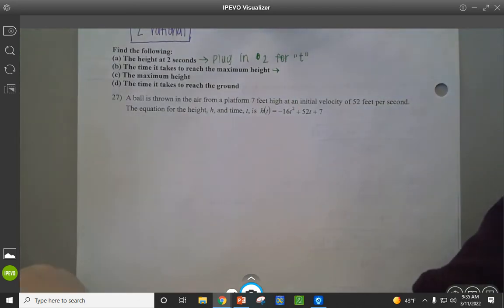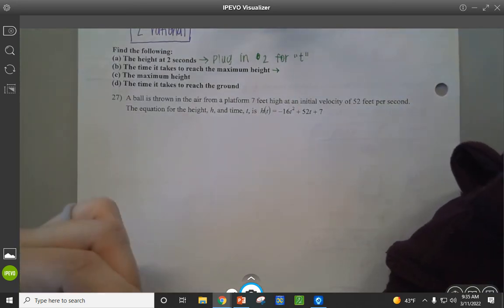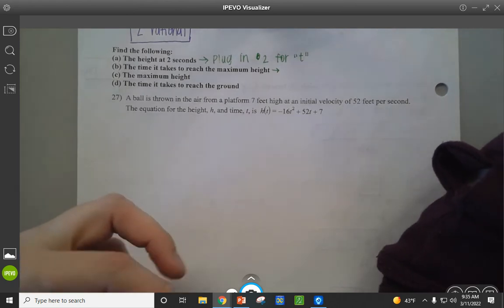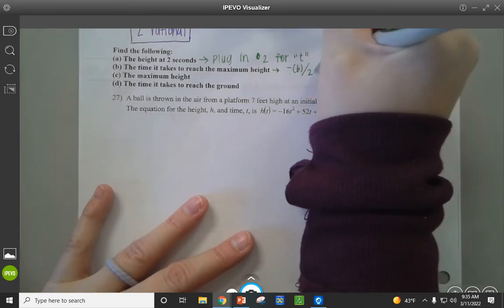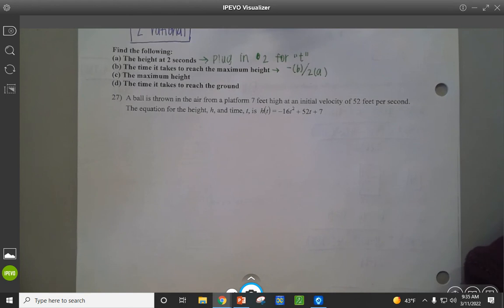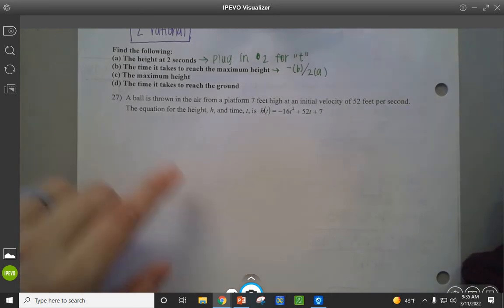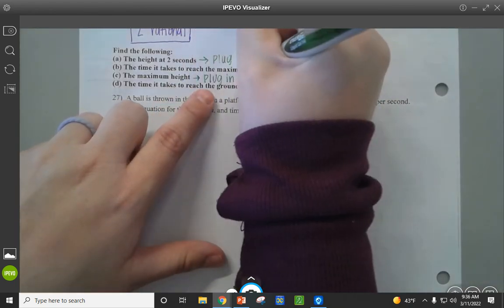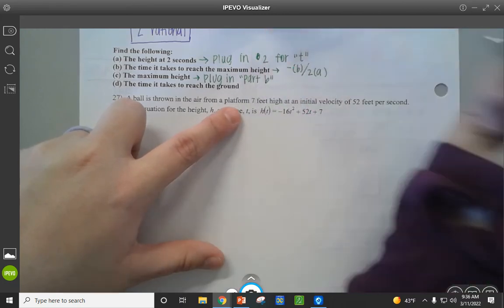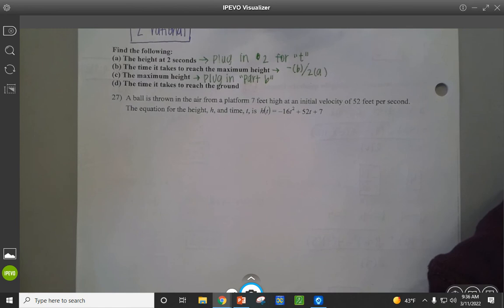Part B, the time it takes to reach the maximum height. What would I use to solve this one? The negative, yeah, it's right there on the board. Negative b over 2a. Now, if it asks for the actual height, how do we solve this one? We plug in the answer we just got. Plug in part B, so whatever number you get there. And D, the time it takes to reach the ground. Quadratic formula.